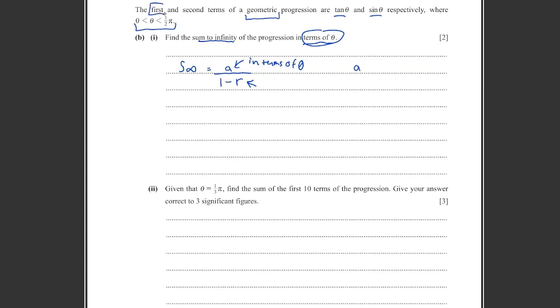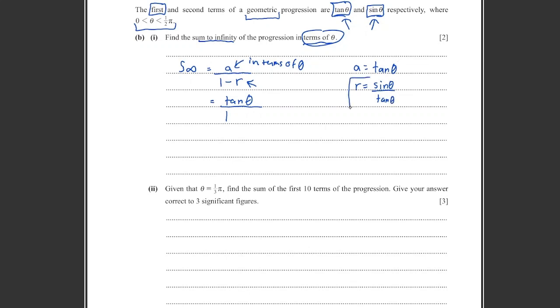We know that the first term is basically tan theta, so a is just going to be tan theta. So you can go ahead and plug that in here, tan theta. And then we need to find what r is, and r is basically the second term divided by the first term. So this is the second term, sine theta, divided by the first term, which is tan theta.